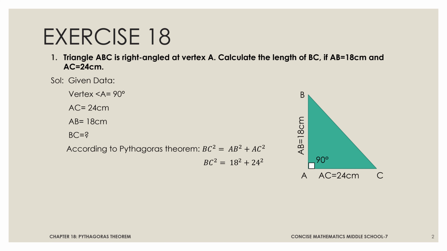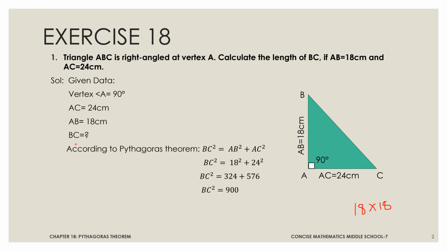Now you have to just do the squares. 18 square means you have to just multiply 18 into 18, right? If it is 24 square, then it is 24 into 24. So what you get is BC square is equal to 18 into 18 is 324. 24 into 24 will be 576. Now you can just add these two numbers. It becomes 900. Now BC square is equal to 900.